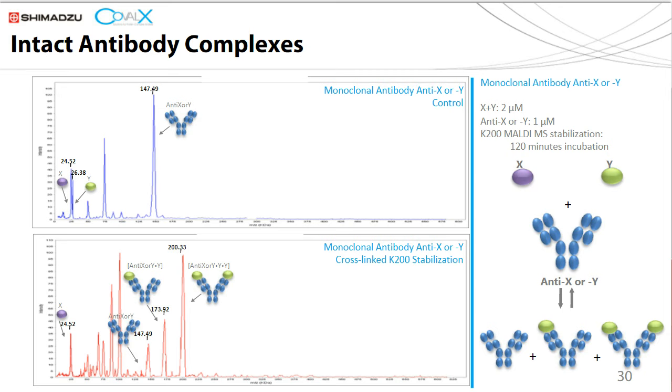And so what we see is after cross-linking, it is actually binding antigen Y. So we see it being detected in this case again at about 200 kilodaltons. And antigen X at 24.5 is still present in the mixture. So we can use it to selectively bind and detect which target it's binding against.